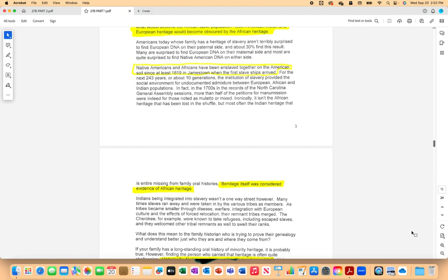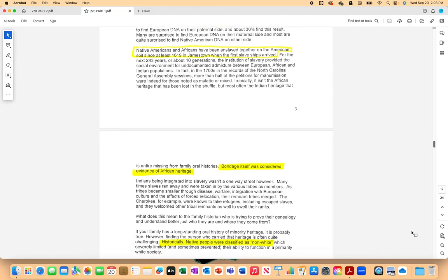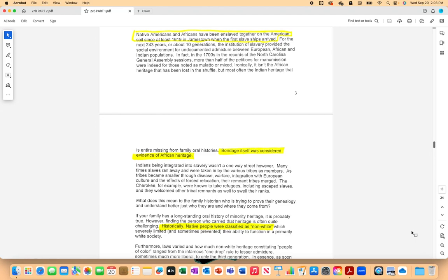I spoke about before that in 1619, it was said that 20 and odd Africans landed in Jamestown. Before that, it said 20 and odd Negroes. And before that, it said 20 and odd Negras, women, girls. Bondage itself was considered evidence of African heritage. So bondage and African is synonymous.